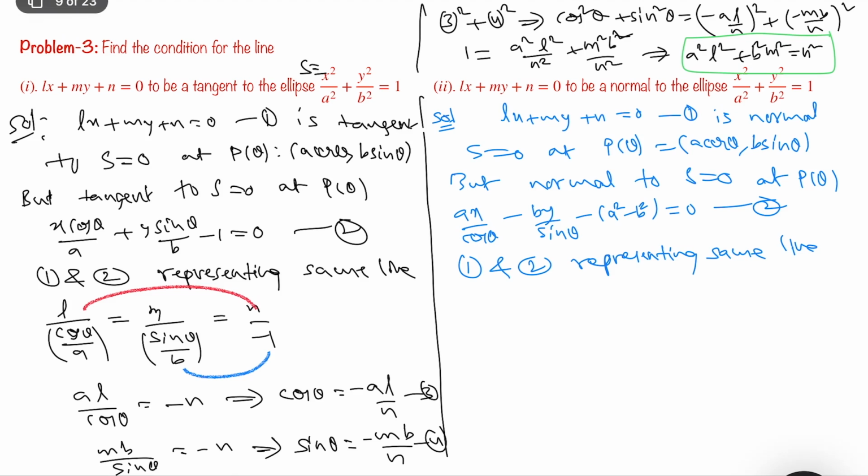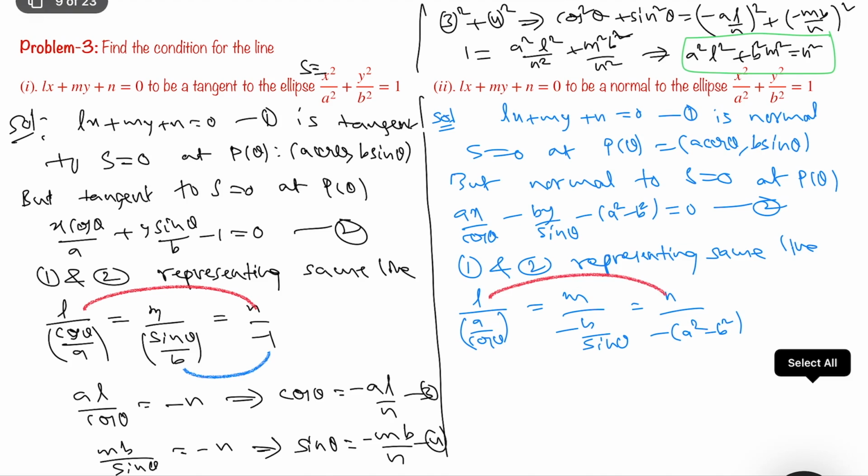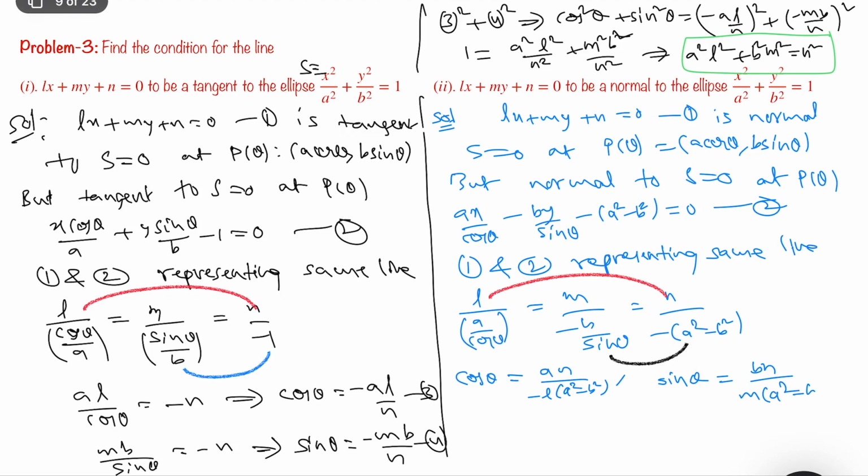So if I compare the corresponding coefficients, we should have L by A by cos theta equal to M by minus B by sin theta equal to N by minus of A square minus B square. From these two relations we should have cos theta equal to AN by minus L of A square minus B square. From these two we should have sin theta equal to BN by M of A square minus B square. If you call it 3, this one is 4.